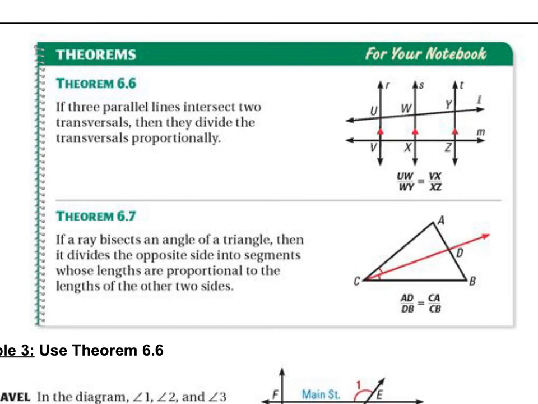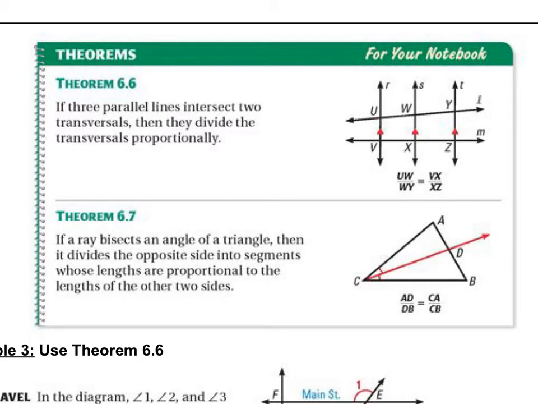So if three parallel lines intersect two transversals, then they divide the transversals proportionally. So we have our three parallel lines, we have our two transversals. What we're saying is that this and this ratio from here and here would be equivalent to here over here. So it's kind of the triangle theorem. So basically, the parts of the transversal cut by the parallel lines would be proportional to each other.